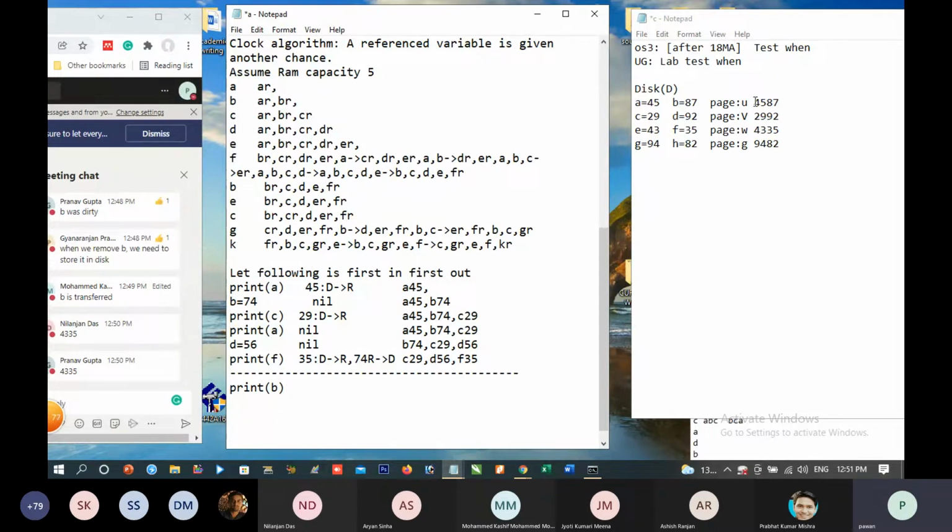Now we are doing print B. We are making the group of variables. So what will be transferred? 45, 87 in full will be transferred from disk to RAM. So page U will contain 45, 74. Now we are writing E equal to 83. Is it correct? You are fully correct.